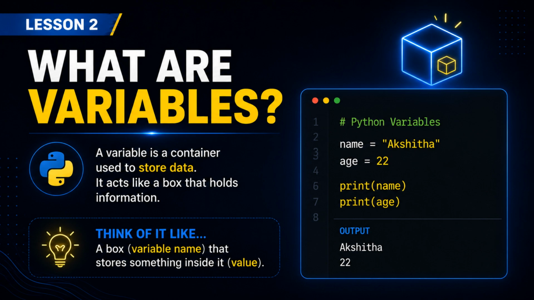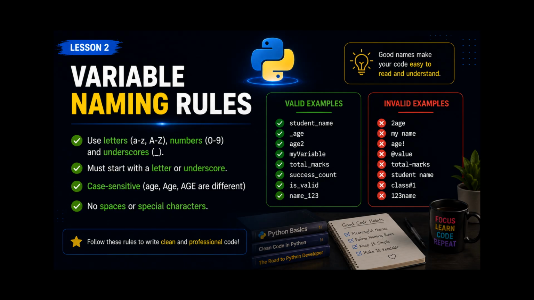Before creating variables, we need to know a few naming rules. So, what are the rules? A variable can contain letters, numbers, and underscores. It must start with a letter or an underscore, not a number. Keep this in mind: variable names are case sensitive. So, age with small letters and Age with a capital A are different. Also, don't use spaces or special characters. Always choose meaningful names because they make your code easier to read.